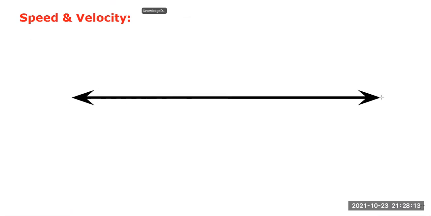Speed and velocity. What is speed? So, speed is the time taken to cover from point A to point B, and velocity is the time taken to go from point A to point B in a certain direction. Yes.